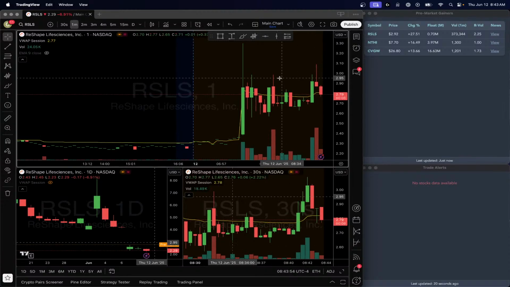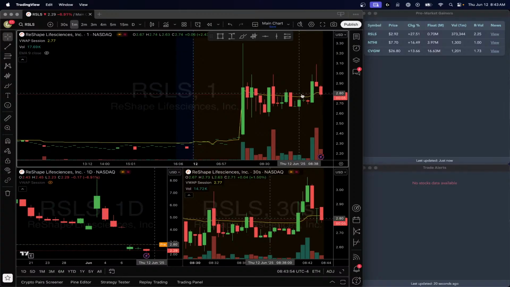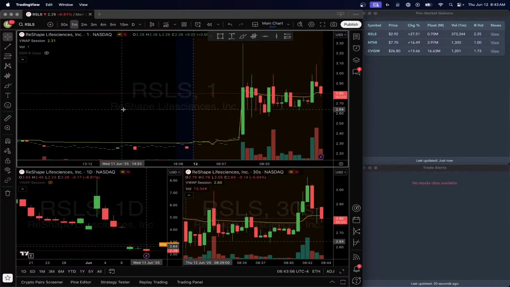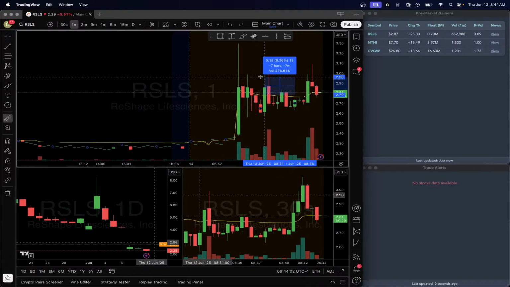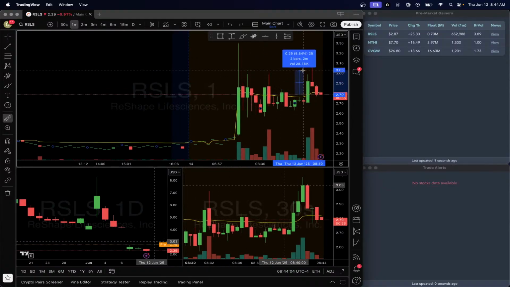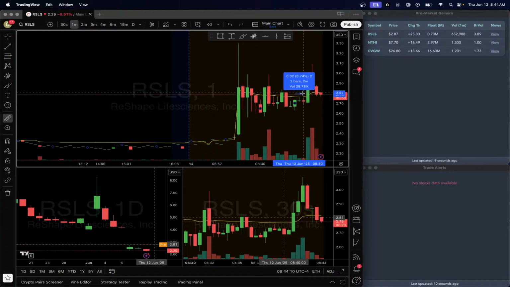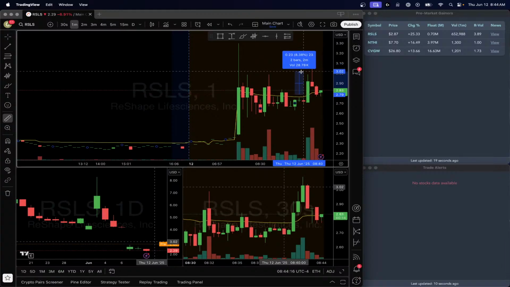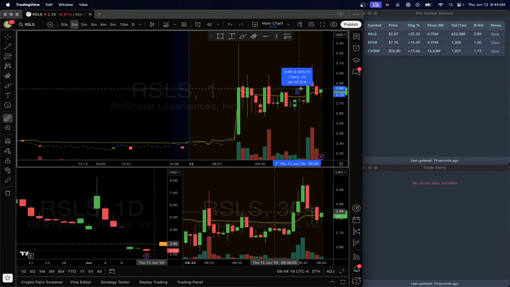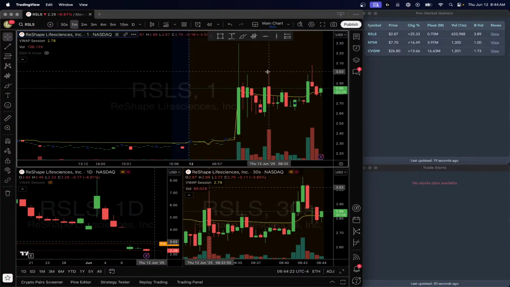So if you got into RSLS right here, and it runs up to this area here and you got yourself 20 cents, what you really should do is take off half and move to a break even. Break even is down here, which means you would already be stopped out. Or if you saw it retrace all the way back here, you can get out here and get the rest of your profits and sell the rest of it.